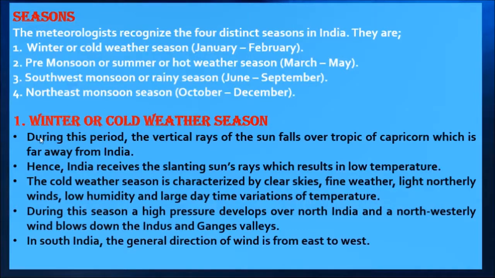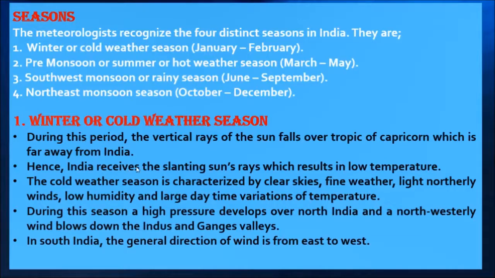So first let us talk about the winter or cold weather season. During this period, the vertical rays of the sun fall over the Tropic of Capricorn, which is far away from India. So during this winter season, the sun rays are falling on the Tropic of Capricorn, not on the Tropic of Cancer. So we will not get too much heavy hot sun rays. So we feel very cool here. We will have winter season.